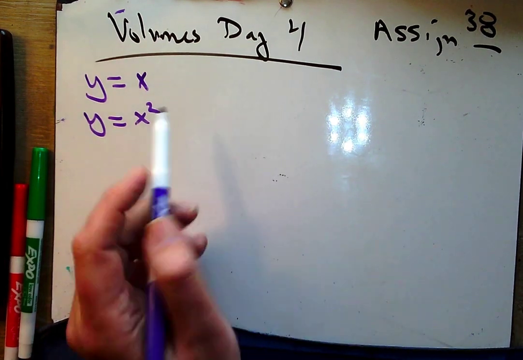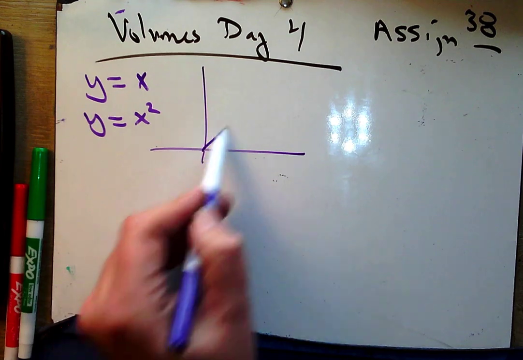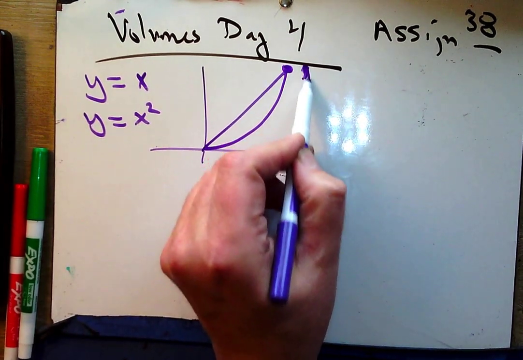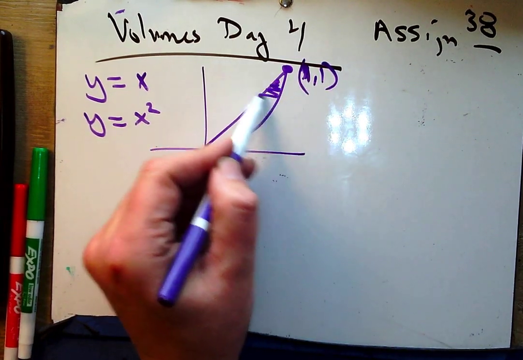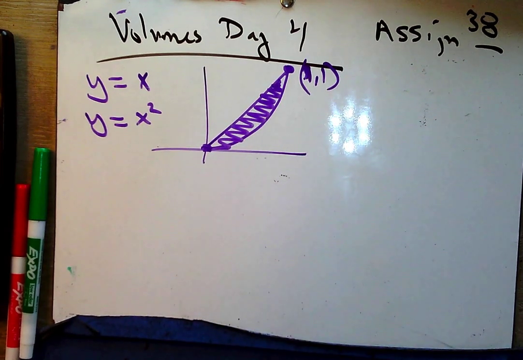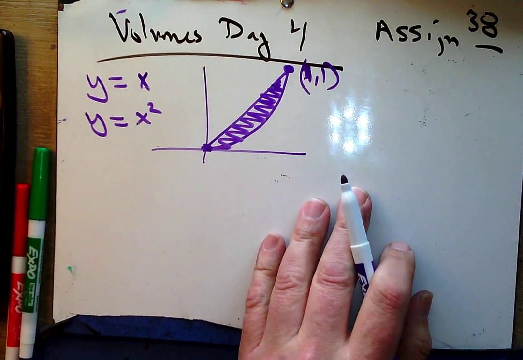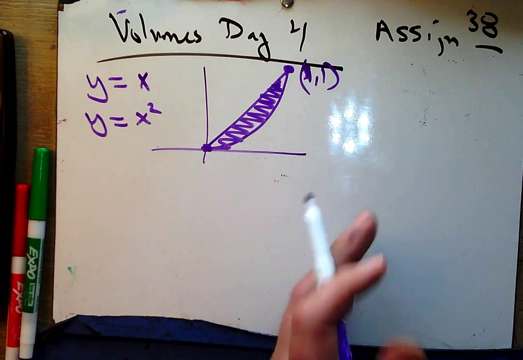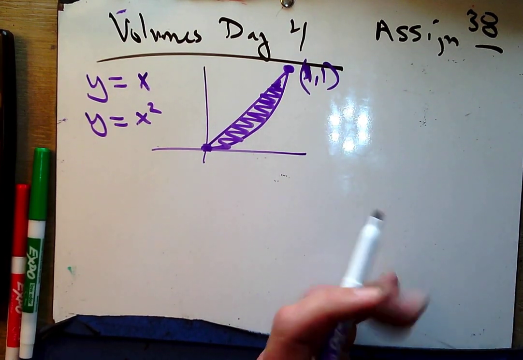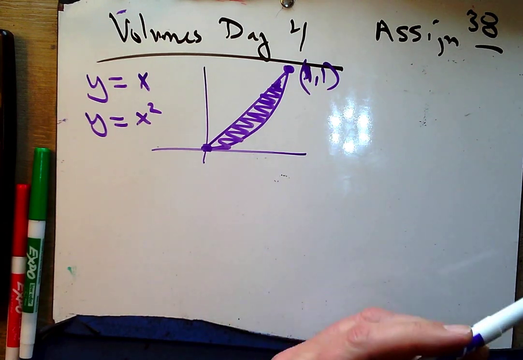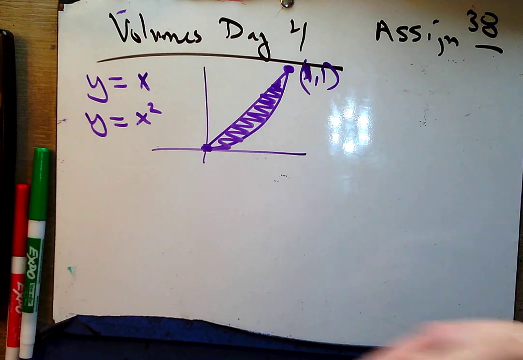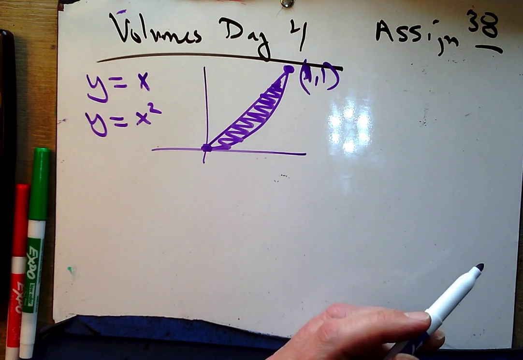Okay, so here's our region. y equals x, y equals x squared. We've got (1, 1) here. This is our region. All right, so what do we want to do with this region? The way I'd like to do this is with each of these different problems, I'd like to do both, when we're doing disks and washers, the setup for the shell version of the problem and for the washer or disk version of the problem.